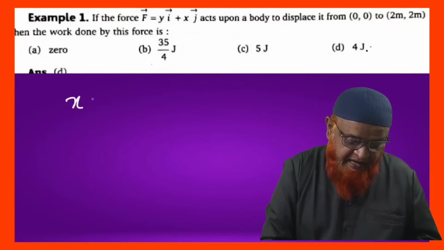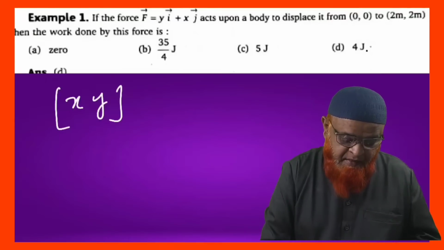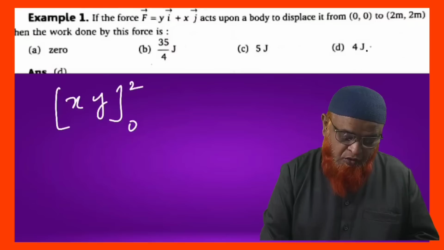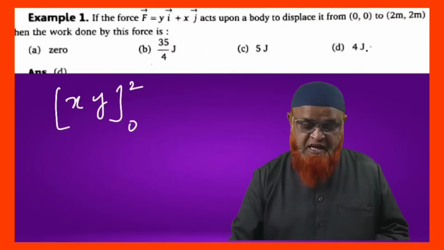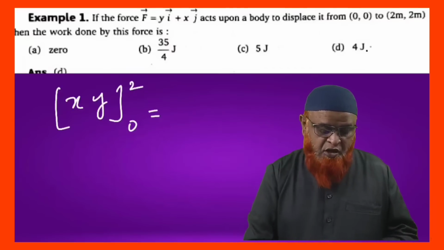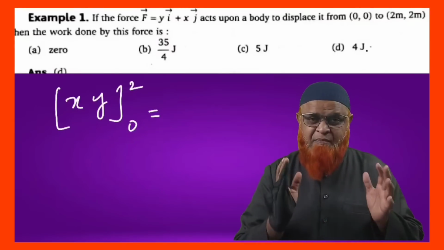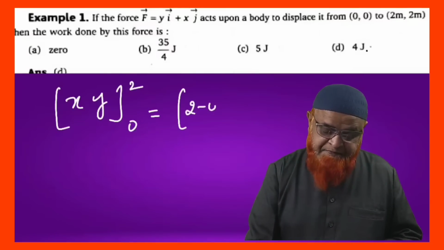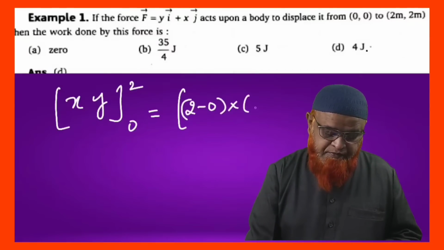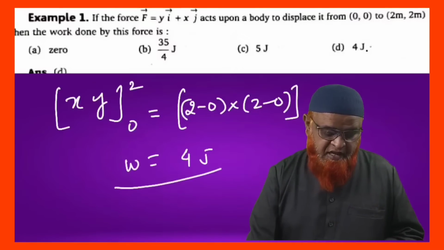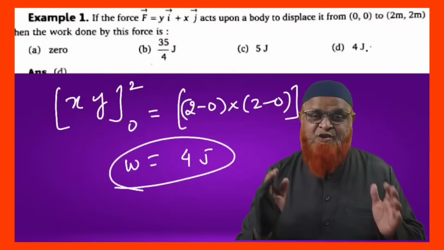You can write here x, you can write y, and you can take limits from 0 to 2 in the case of both x and y, because it is given 0, 0 and 2, 2 here, 2, 2 meters, that's it. So if you just apply the limits and solve it, you will get an answer. X is considered as 2 minus 0 into again 2 minus 0, which is going to give you 4 joules. It's very simple. This is the way you can find out the work done.